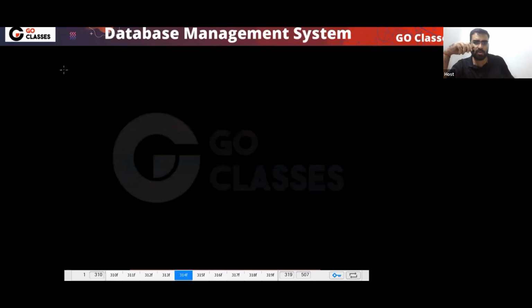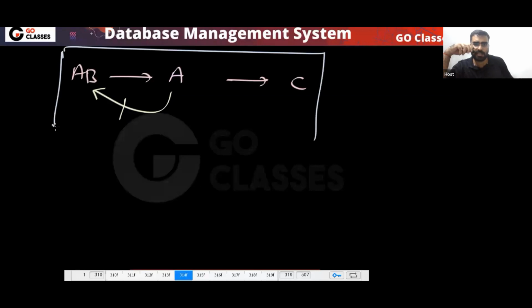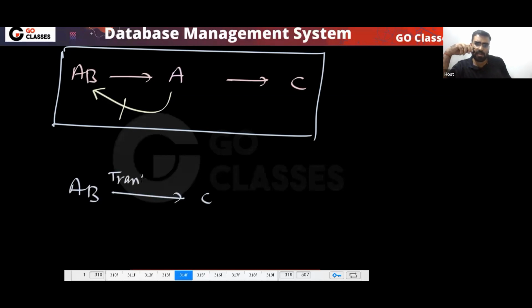Because AB determines C. This is a transitive dependency because AB can determine A and A can determine C. And you can notice A cannot determine B. So you can clearly see that this is a transitive dependency. But this is not a problem for 3NF.